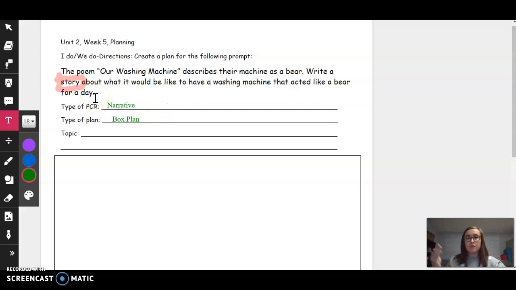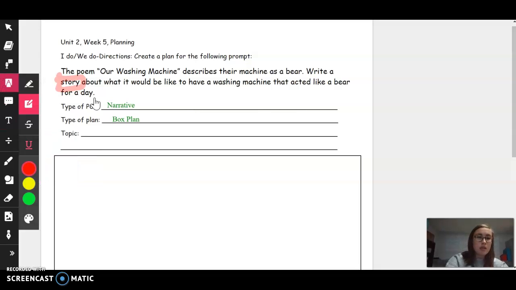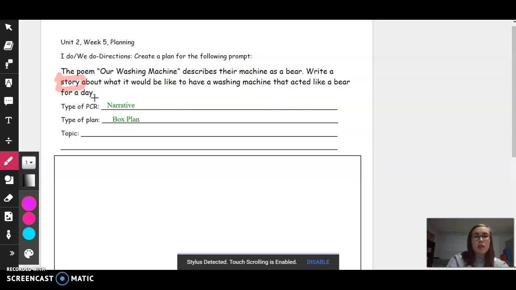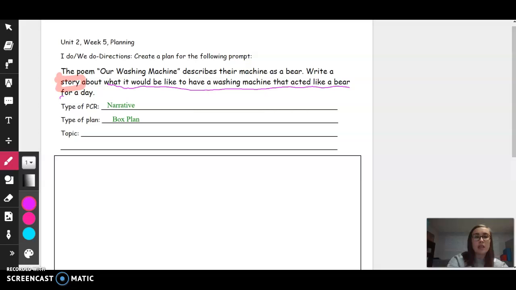Okay, and now I'm going to move on to my third step, which is to underline our topic. Okay, so it's saying that the poem Our Washing Machine describes their machine as a bear. So I am writing a story about what it would be like to have a washing machine that acted like a bear for a day. Okay, so that is my topic. That is what I'm going to be writing about. I'm going to be writing about, from my perspective, what it would be like to have a washing machine that acted like a bear for a day.